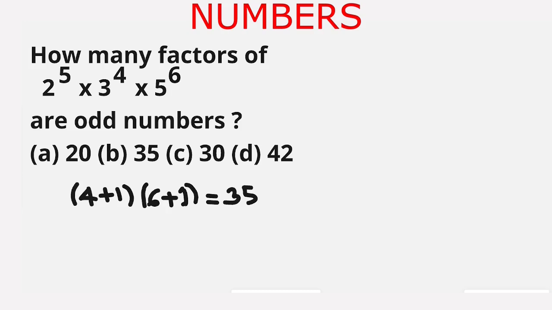So the total number of factors: 2 to the power 5, the power is 5, so we add 1 to it. So 5 plus 1 is 6, multiplied by 3 to the power 4. The power is 4 and we add 1 to it, so 4 plus 1 is 5, multiplied by 5 to the power 6. The power is 6 and we add 1 to it, so it is 7. So 6 times 5 is 30, and 30 times 7 is 210. So 210 is the total number of factors of the given number.